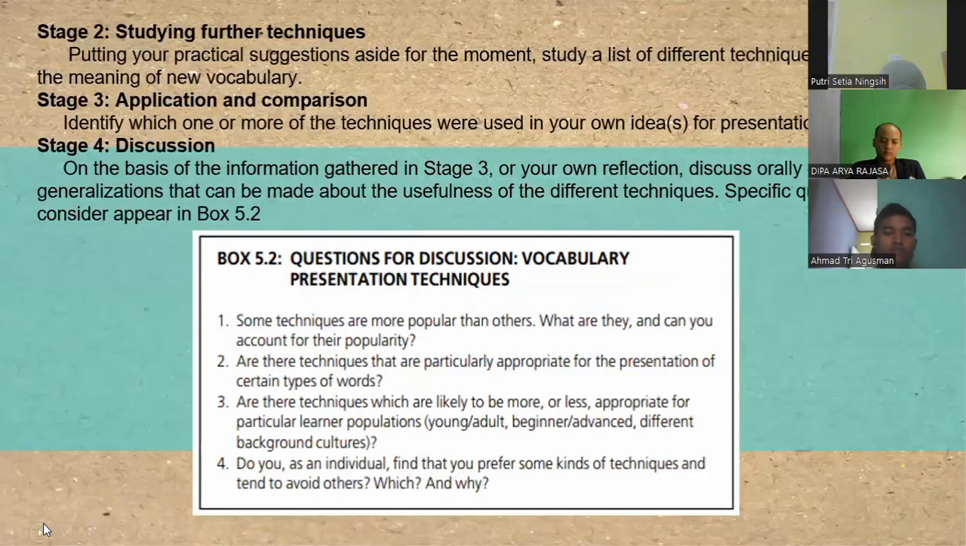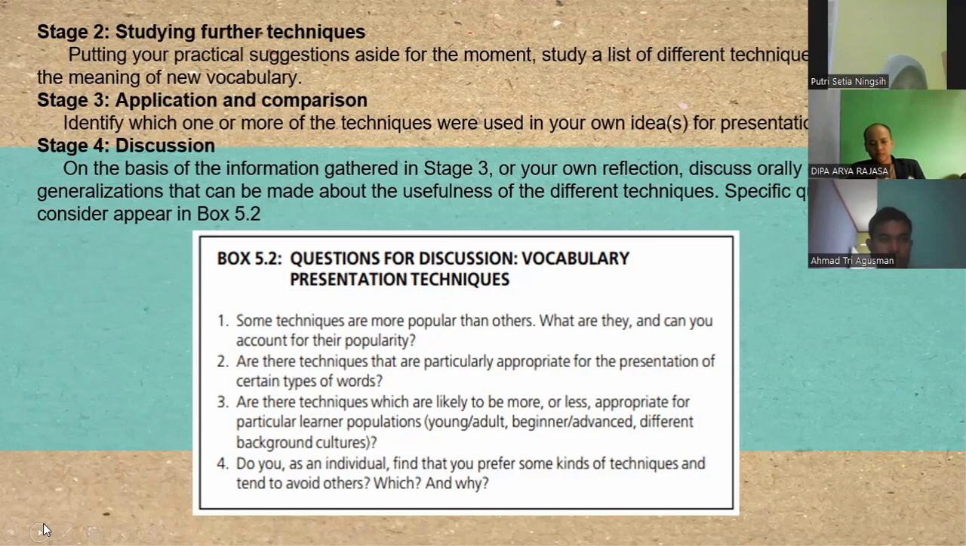The next stage is studying further techniques. Put your practical suggestion aside for the moment. Study a list of different techniques of presenting the meaning of new vocabulary. The list may be compiled by a brainstorm among participants or derived from box 5.1 or a combination of the two. Stage 3 is application and comparison. Identify which one or more of the techniques were used in your own ideas for presentation.